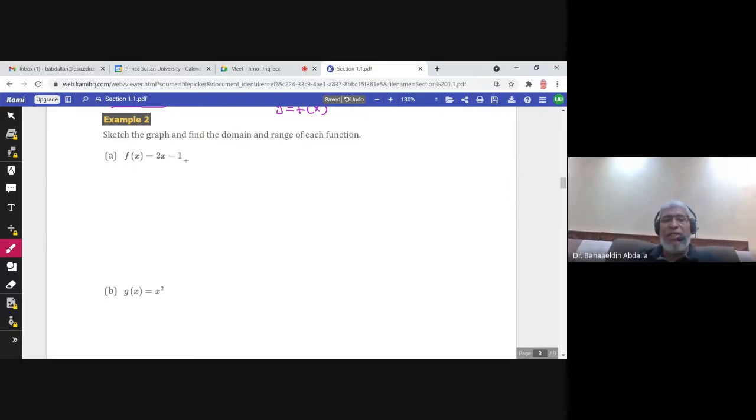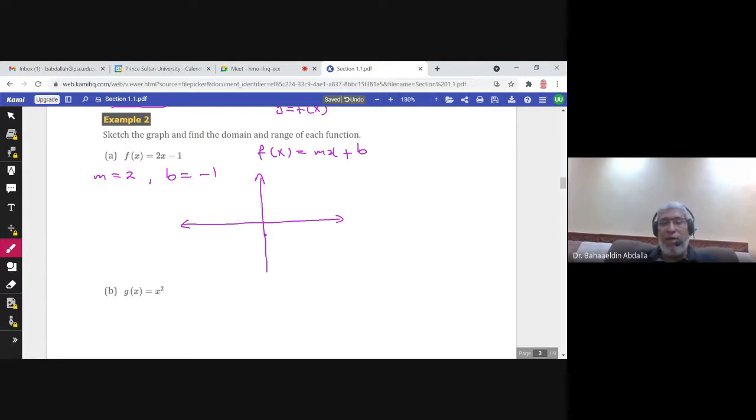If you remember, this is a linear function because x has power 1. And this is written in the form mx plus b. The graph of this function is a straight line, and the slope m is 2, the coefficient of x, and b is the y-intercept. When you put x equals 0, you get the y-intercept, which is -1. So to graph this line, I can start from -1. This is the y-intercept, and use the slope to get another point on the line.